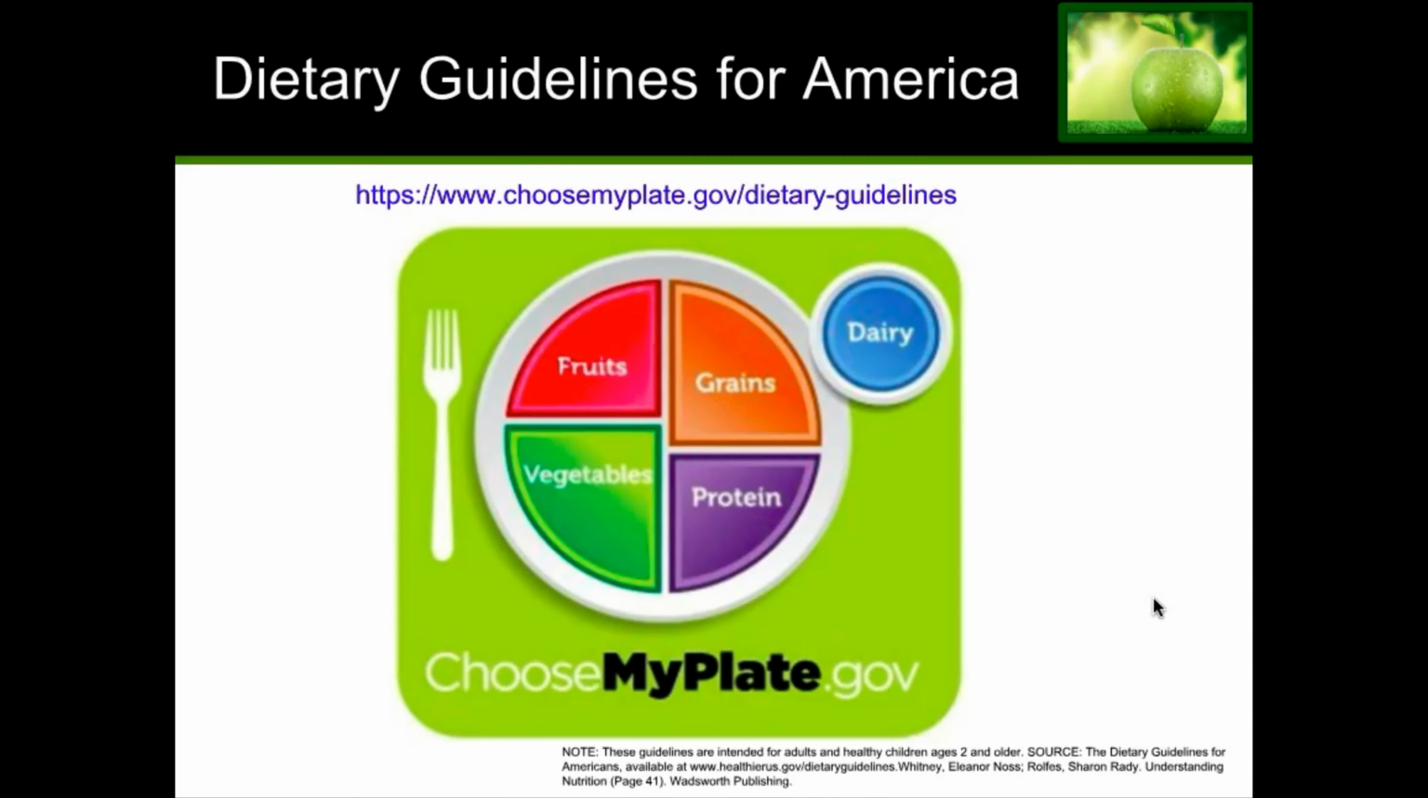One of the ways the USDA helps us with planning a healthy diet is through these Dietary Guidelines for America. This is a visual representation of the Dietary Guidelines, and they show a plate which has half fruits and vegetables, approximately 1/4 grains, and approximately 1/4 protein with a healthy serving of dairy products.